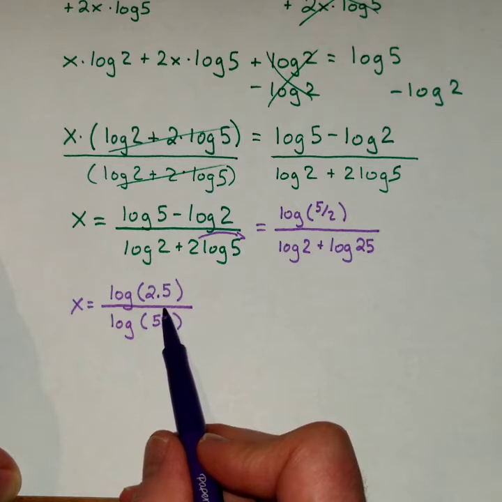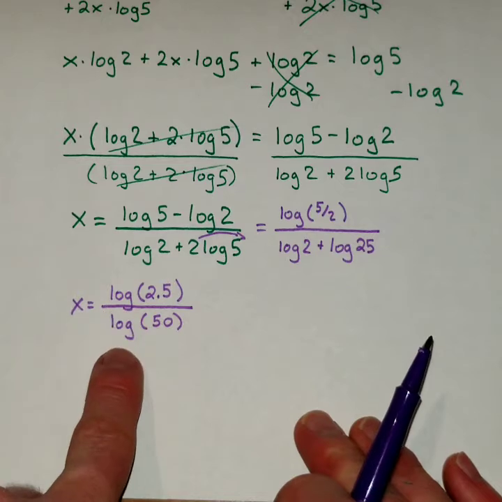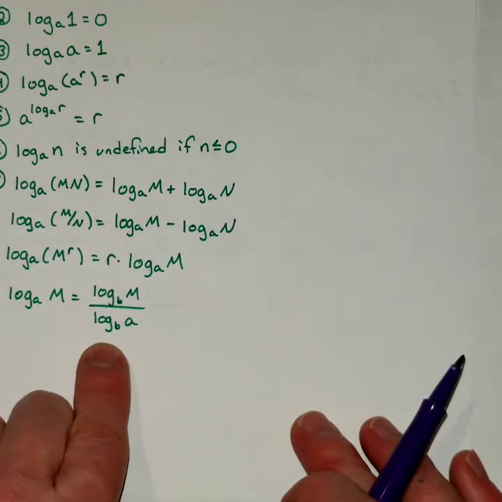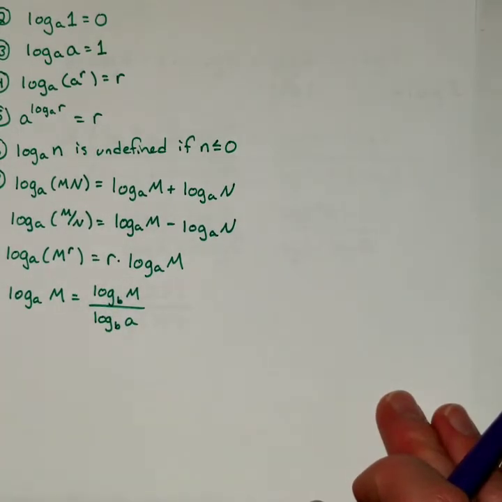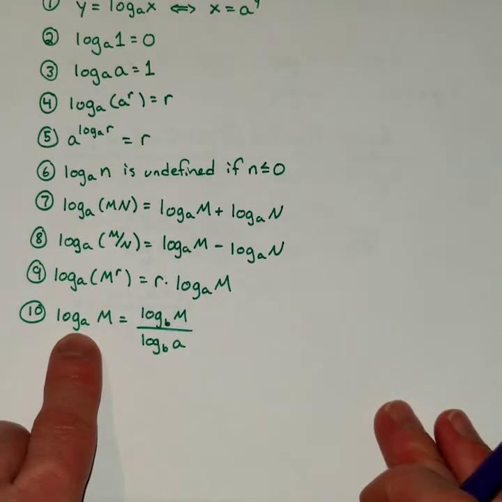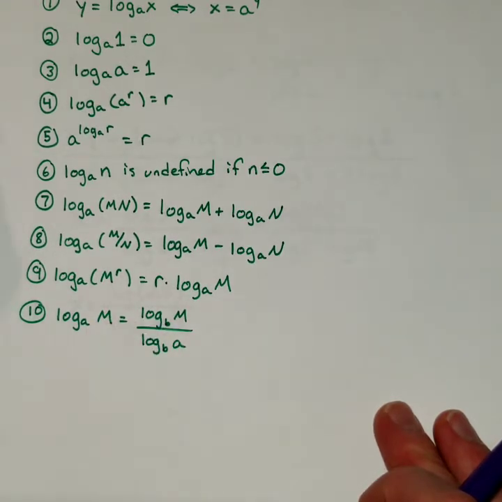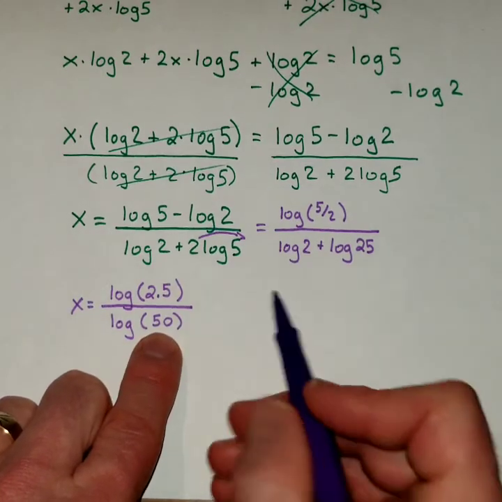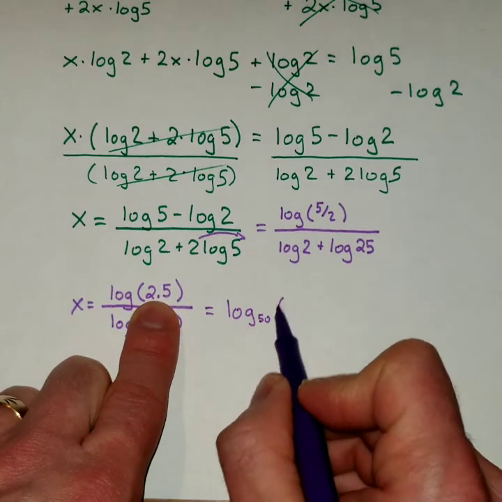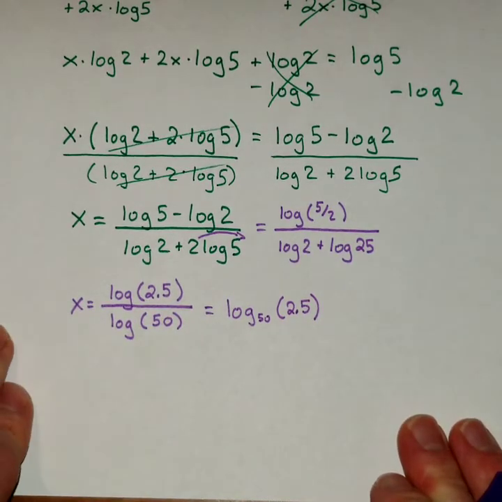And now this is kind of nice, except I could use the change of base formula. Notice I've got two logs that are the same base. And as long as I have a fraction with the same base, I can use property number 10, the change of base formula, to simplify it into a single log where the argument from the bottom is the base, argument from the top is the argument. Okay, so argument from the bottom is the base, and the argument from the top is the new argument. So I get log base 50 of 2.5.